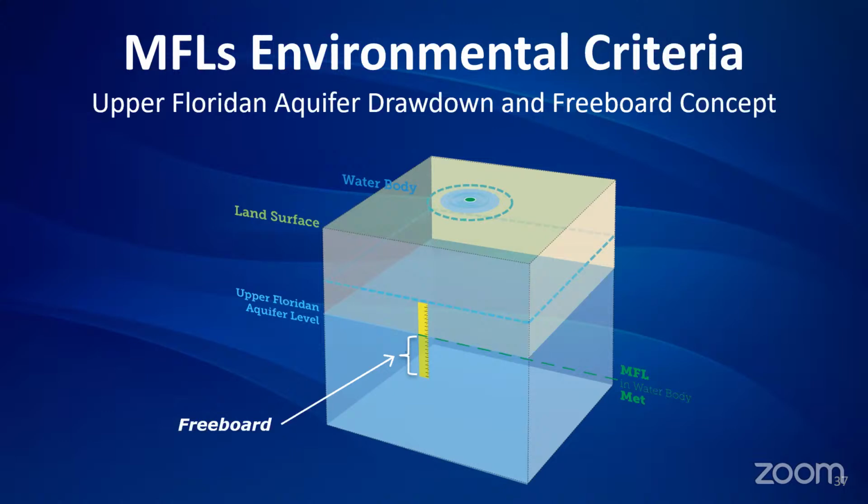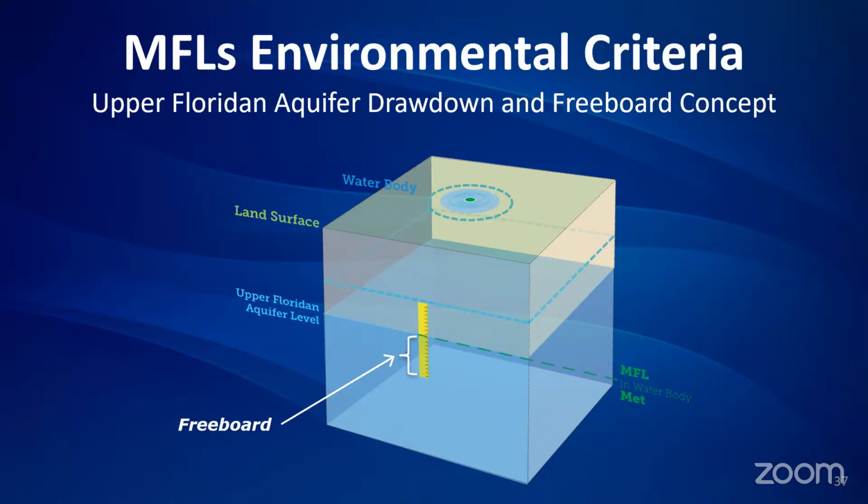So what I've shown down in the subterranean portion of this model cell is the change in the upper Floridan aquifer water level. And I put a ruler in place as well to show that the water levels have been lowered from how they were previously depicted in the slide that I just showed.